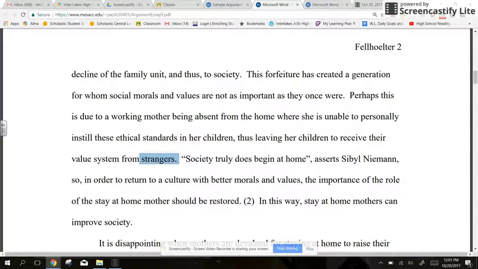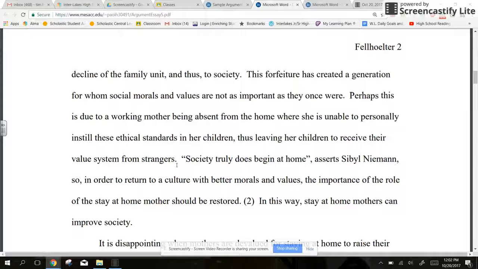I also like that they didn't speak in absolutes. They open the door for interpretations. They say, perhaps this is due. And then they move on to this value charged language here. I think this is a good piece of writing for this sentence.